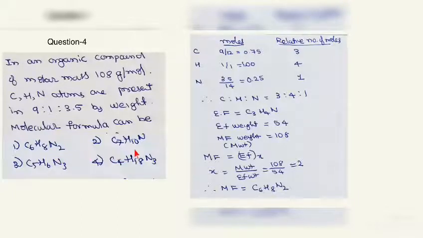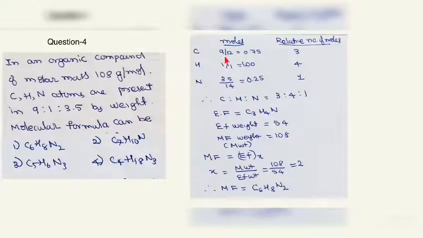So here they have given carbon, hydrogen, nitrogen atoms present in the 9:1:3.5 by weight ratio. So we are taking carbon, hydrogen, nitrogen. To find moles, we are considering these directly as mass, because they have given by weight. So carbon 9 grams, hydrogen 1 gram and nitrogen 3.5 grams are present. So moles we can find as mass by atomic mass for elements.